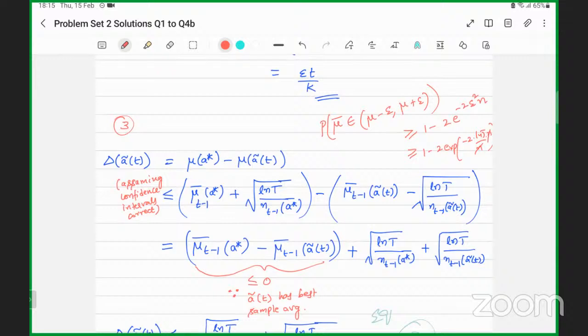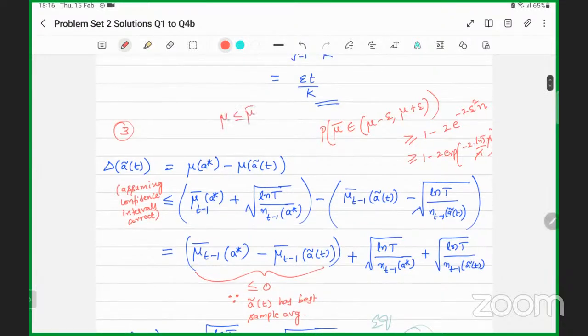This is the same analysis which we did in explore-first-then-commit algorithm or UCB. If you have n samples, the true mean mu is less than or equal to mu bar plus epsilon with high probability, which is roughly like 1 minus 2 by t kind of a probability. That's all we are saying.